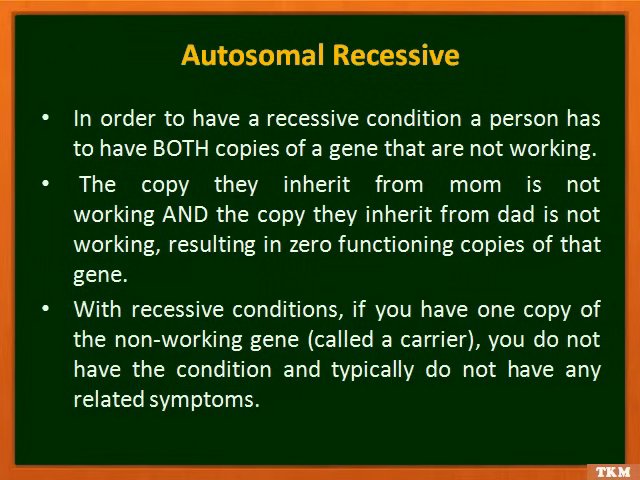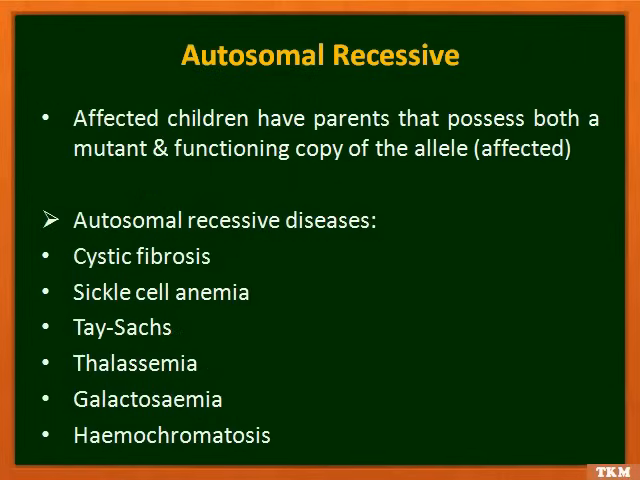Now coming to autosomal recessive. In order to have a recessive condition, a person has to have both copies of a gene that are not working. The copy they inherit from mom is not working, and the copy they inherit from dad is not working, resulting in zero functioning copies of that gene. With recessive conditions, if you have one copy of the non-working gene, then you become a carrier. You do not have the condition and typically do not have any related symptoms. Affected children have parents that possess both a mutant and a functioning copy of the allele.